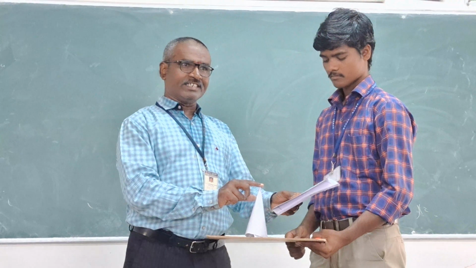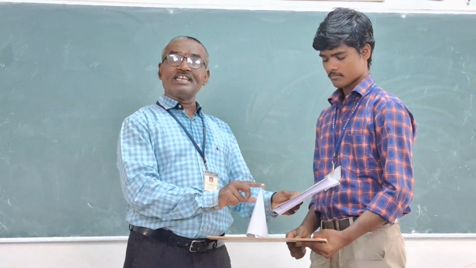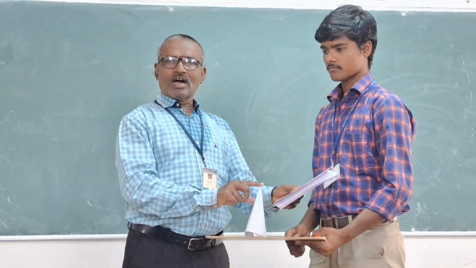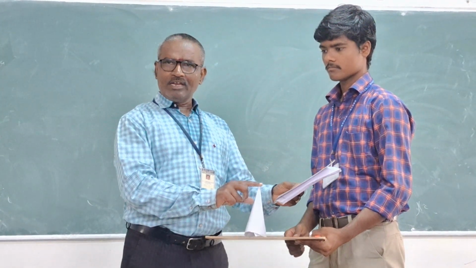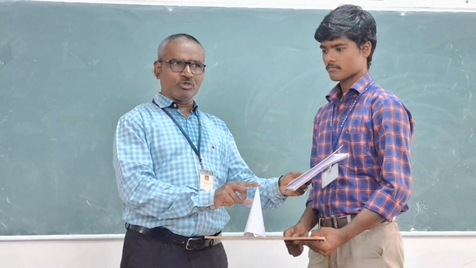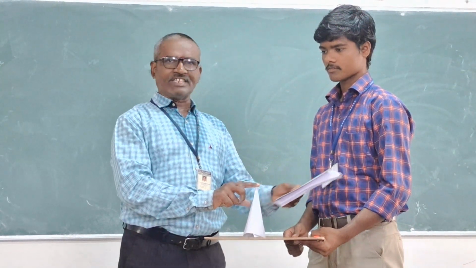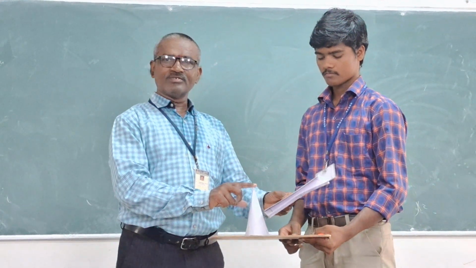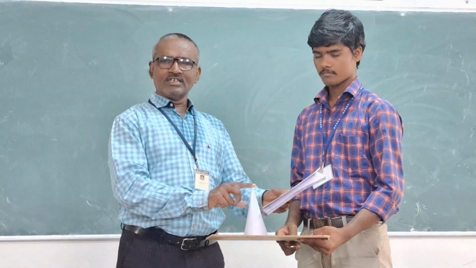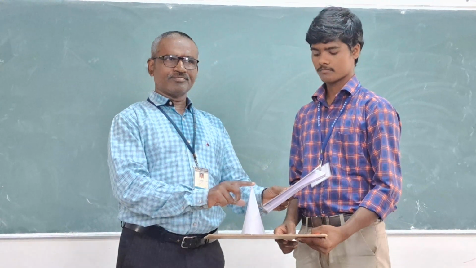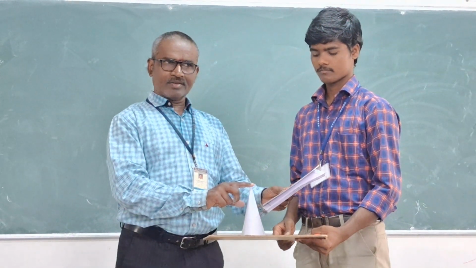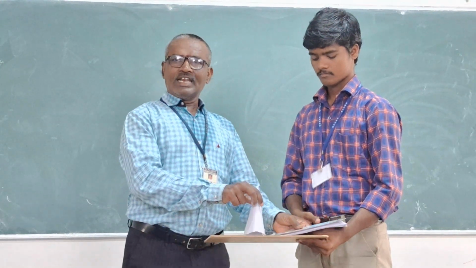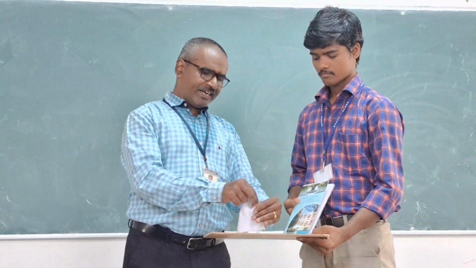It is bisecting the axis. Bisecting means half of the cone. The height of the cone is 65, so at a height between 32.5 and 32.5 it is sectioning. It is bisecting the cone at an angle of 30 degrees. Draw the development of the lateral surface of the truncated cone. So you need to develop the lateral surface of the truncated cone.